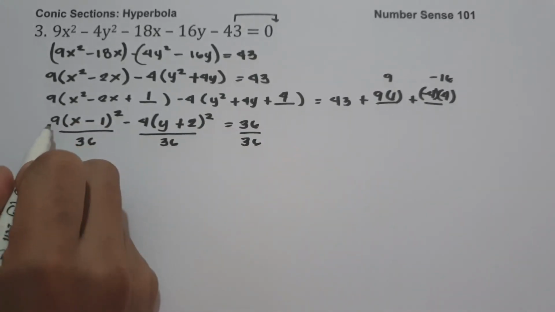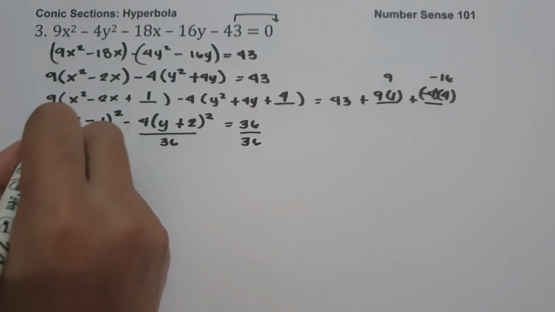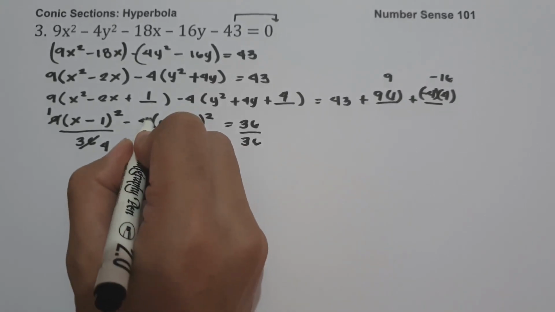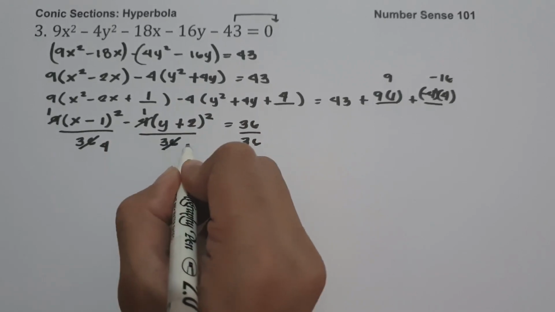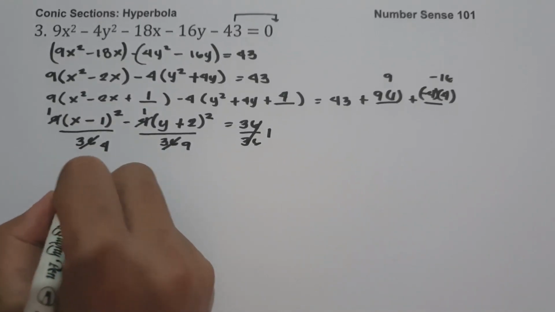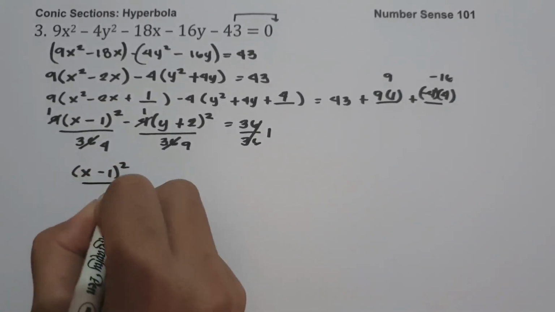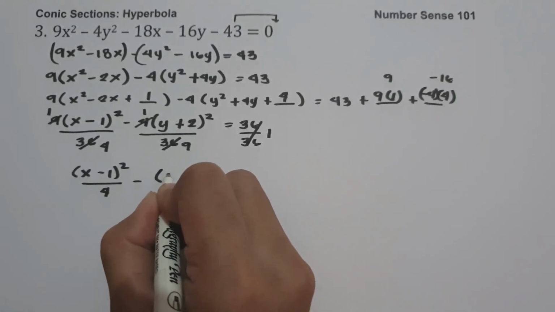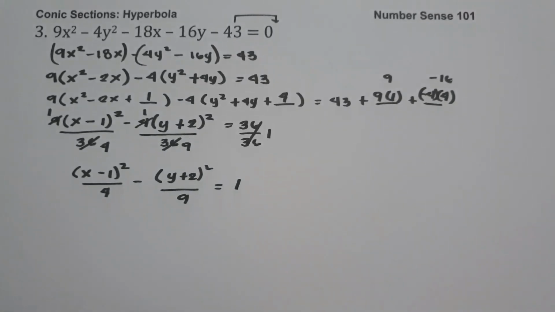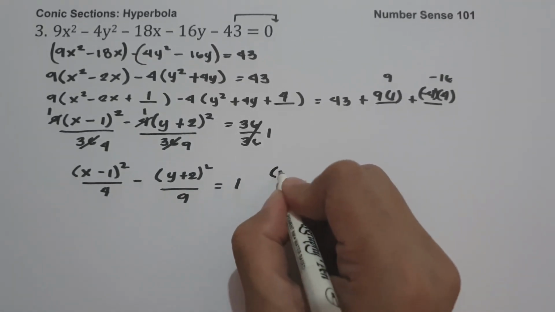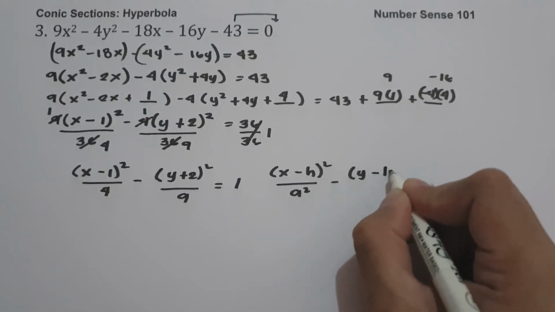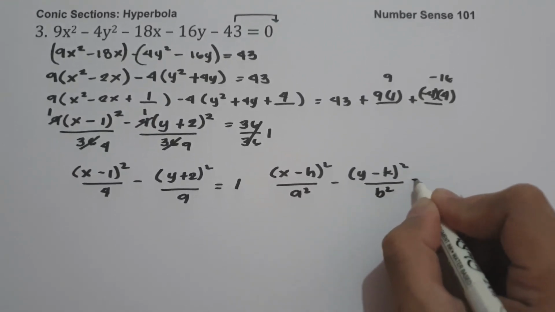The greatest common factor between 9 and 36 is 9. 9 becomes 1, 36 becomes 4. The greatest common factor between 4 and 36 is 4, so 4 becomes 1 and 36 becomes 9. 36 divided by 36 is 1. So we are going to have quantity x minus 1 squared all over 4 minus quantity y plus 2 squared all over 9 equals 1. And this equation is written in the form of quantity x minus h squared all over a squared minus quantity y minus k squared all over b squared equals 1.